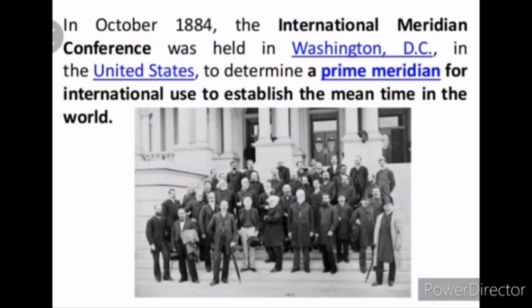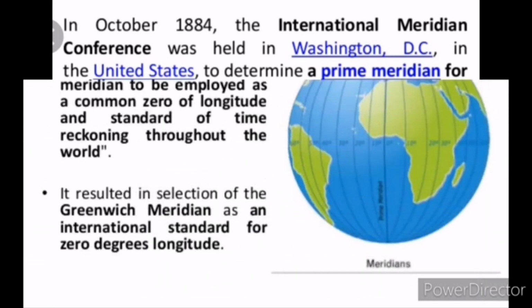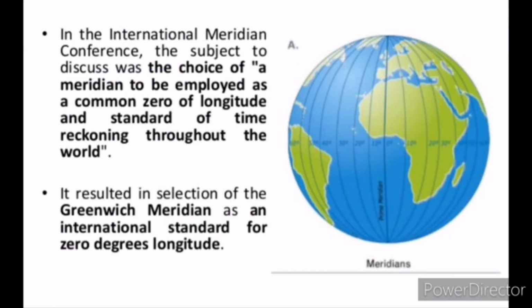To give you an overview about this, in 1884, the International Meridian Conference in Washington, D.C. determined the location of the prime meridian, or the line of longitude that is 0 degrees. Upon a vote, countries decided it would be the line of longitude that runs through Greenwich, England.